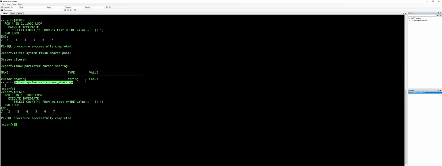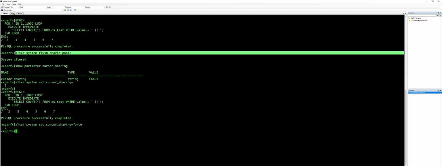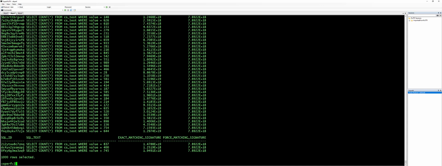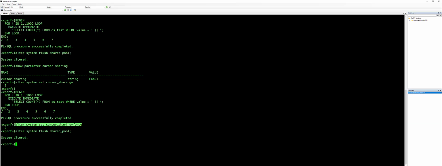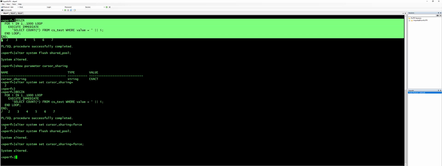So now let us go to the solution. Let me set cursor sharing to force, but before that let me flush the shared pool again. When you don't flush the shared pool, Oracle will not use the cursor sharing force settings. Unless we flush the shared pool, Oracle will not use them. This will be effective only when you flush the shared pool. So now let me execute the SQLs again.